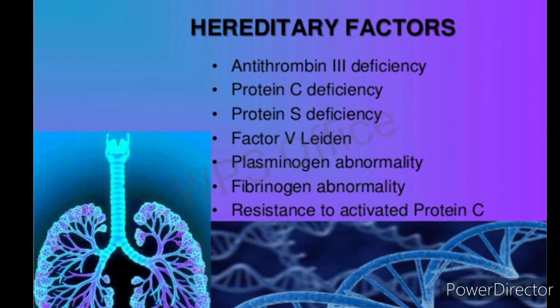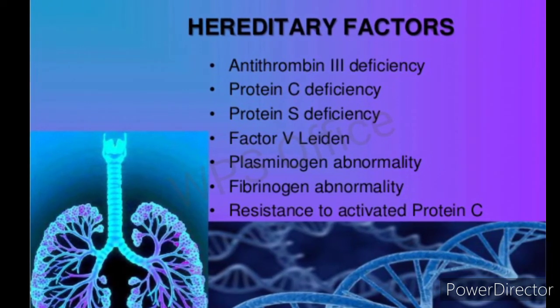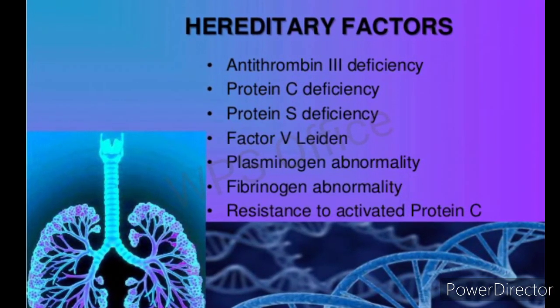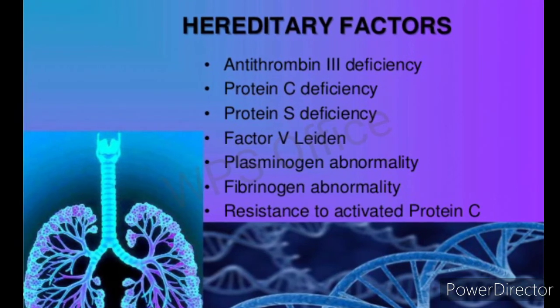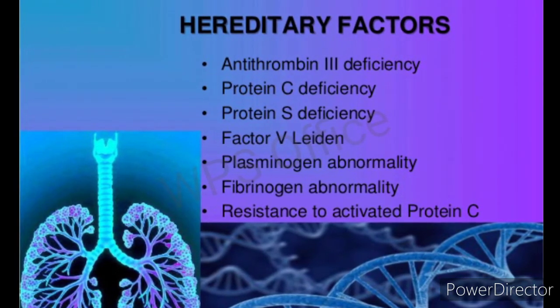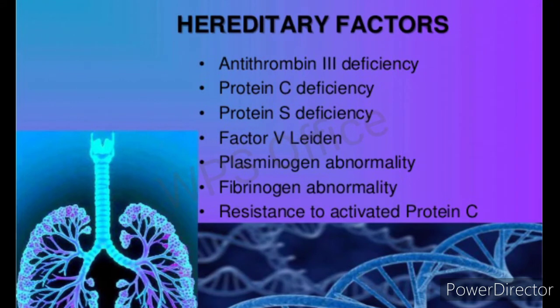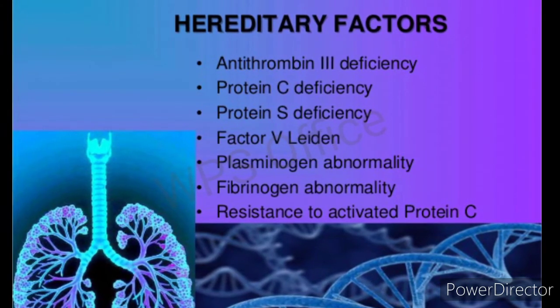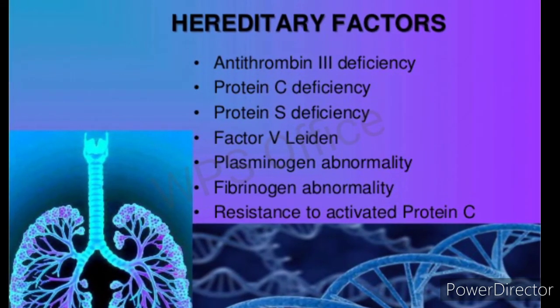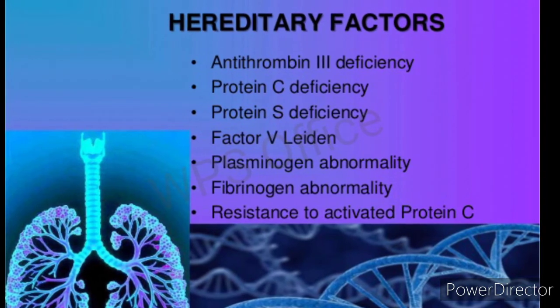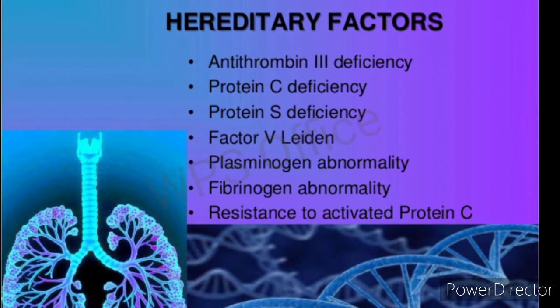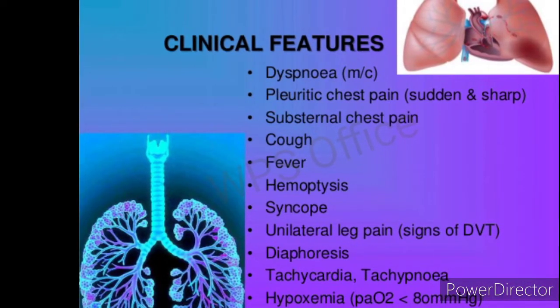So when there is deficiency of the coagulation factors, then what will happen? It will cause the abnormal coagulation inside the body that will again help in causing the thrombus inside the body. So these are the causes. The next is the clinical features.